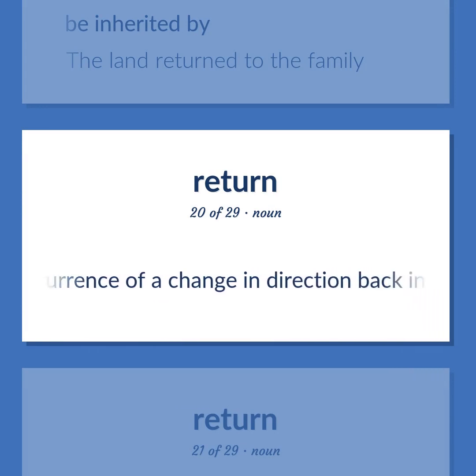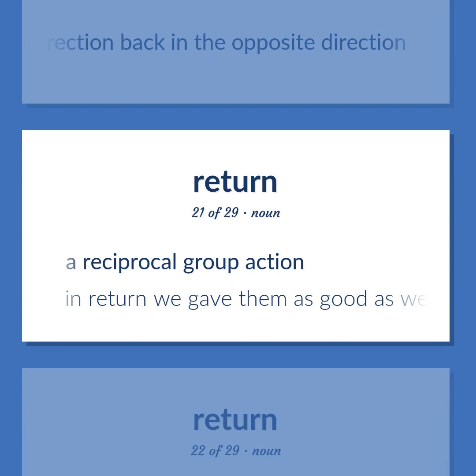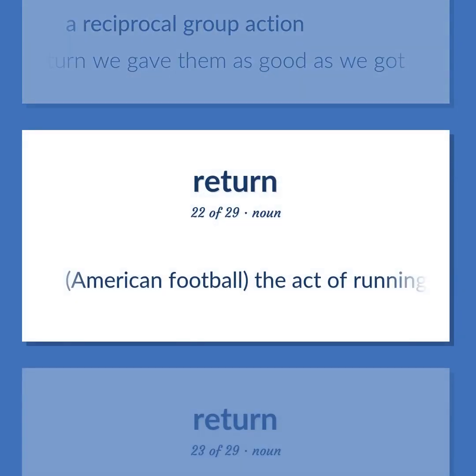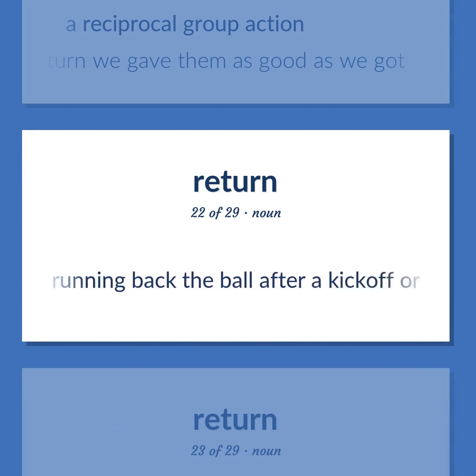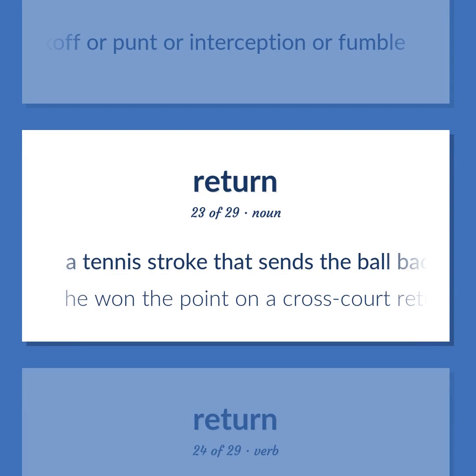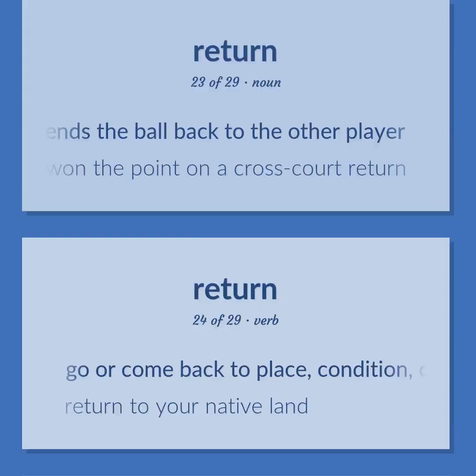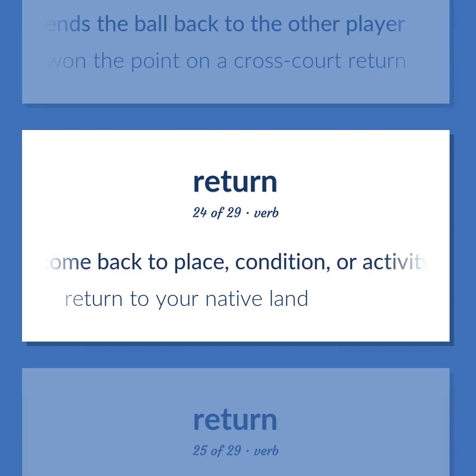The occurrence of a change in direction back in the opposite direction. A reciprocal group action. In return, we gave them as good as we got. American football. The act of running back the ball after a kickoff or punt or interception or fumble. A tennis stroke that sends the ball back to the other player. He won the point on a cross-court return. Go or come back to place, condition, or activity where one has been before. Return to your native land.